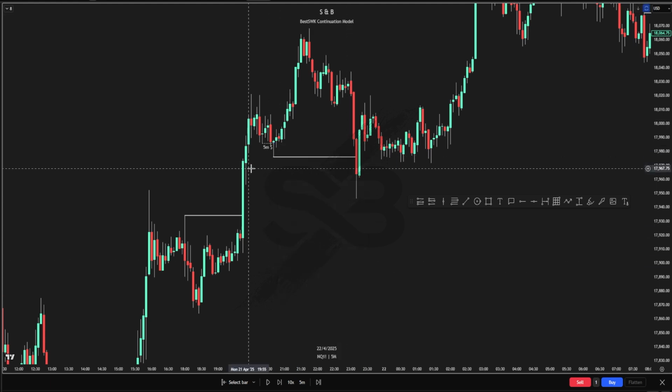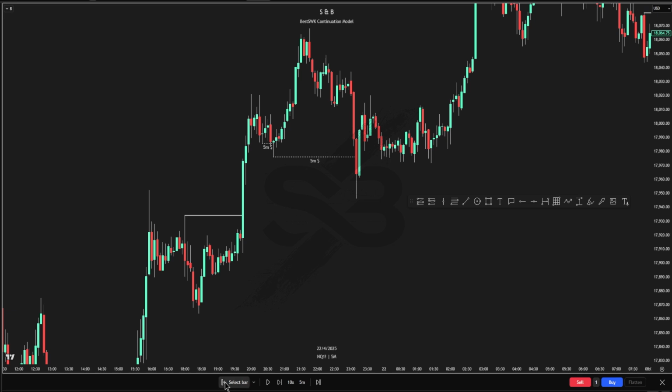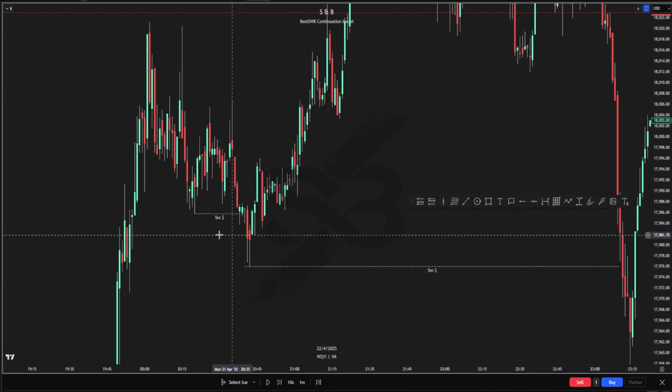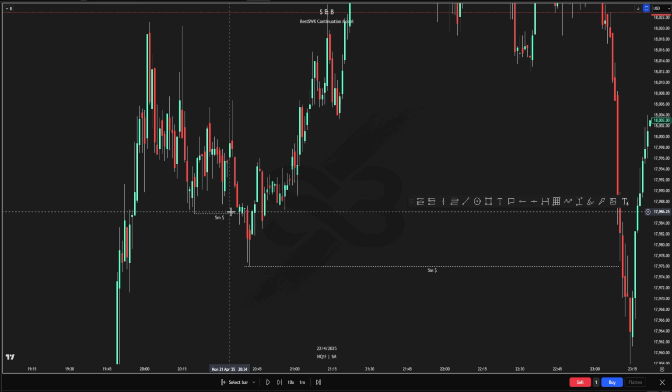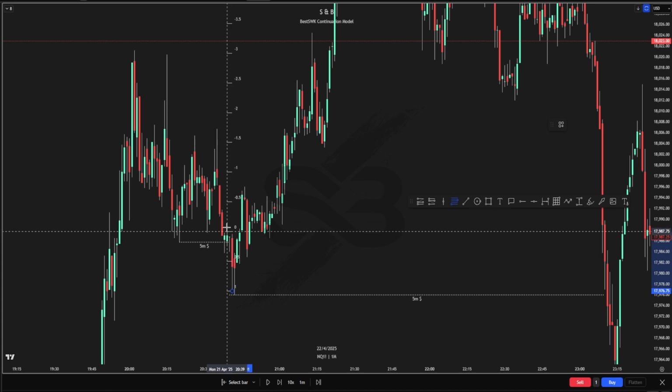So that's bullet number 1. This will be bullet number 2. Let's go on to the 1 minute and break it down. So bullet number 1 would be here on the first sweep that had happened, which goes from here to here.